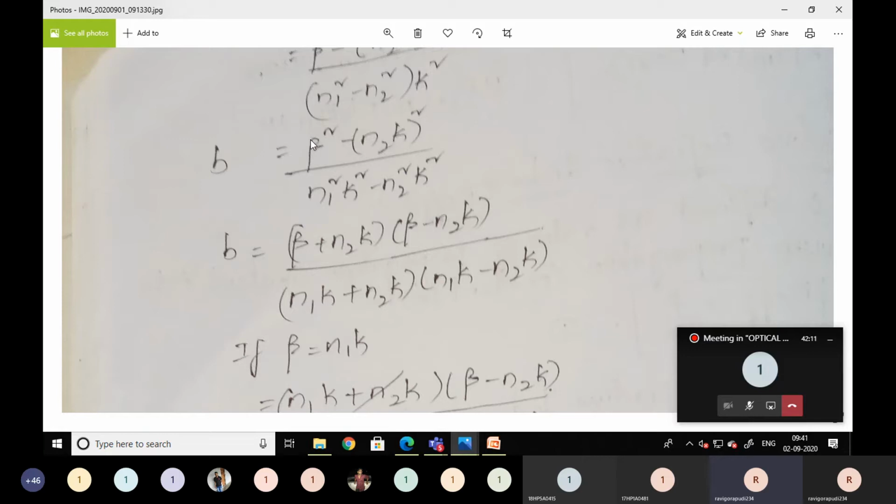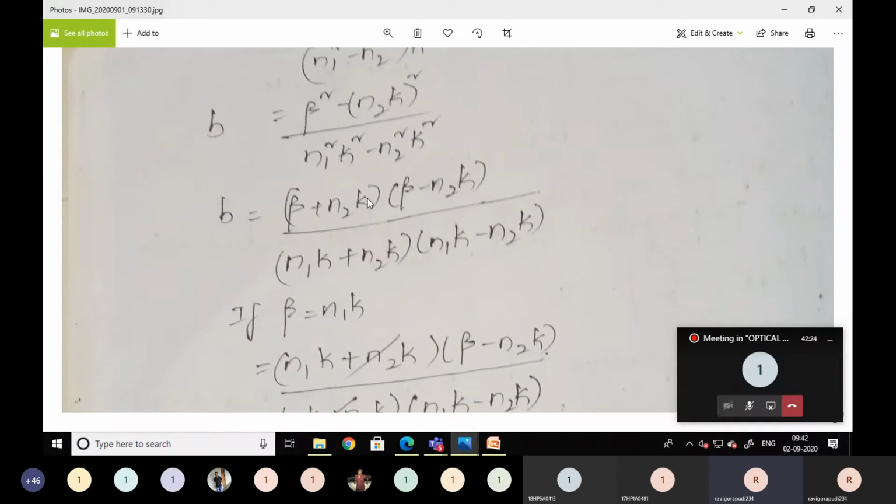In the numerator, beta square minus N2k whole square, that is a square minus b square. I am writing in terms of a plus b into a minus b. That's why beta plus N2k into beta minus N2k. In the denominator also the same: N1 square k square minus N2 square k square. I am writing N1k whole square minus N2k whole square. That is again a square minus b square formula. That's why N1k plus N2k into N1k minus N2k.